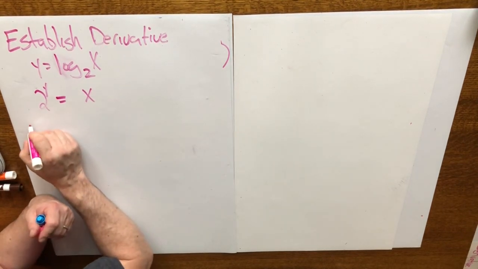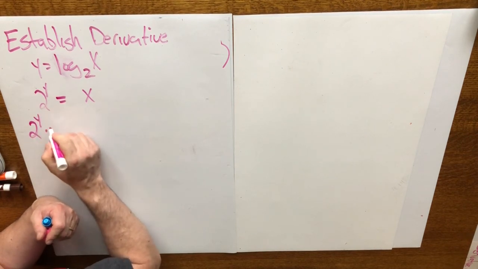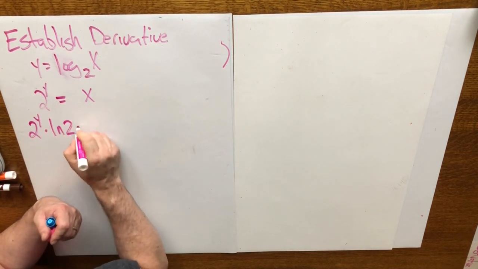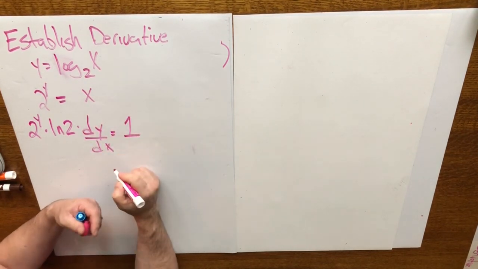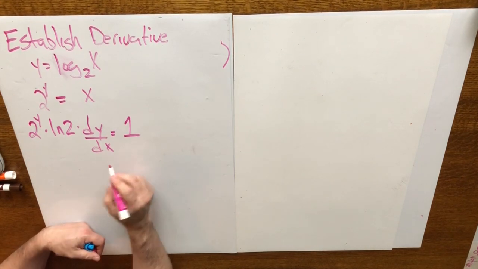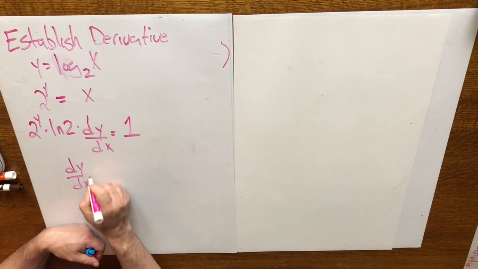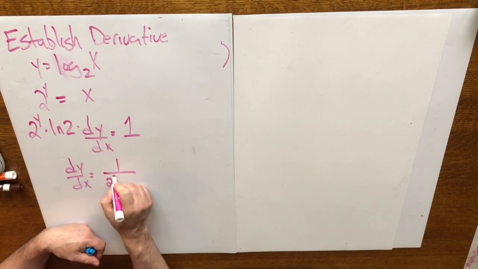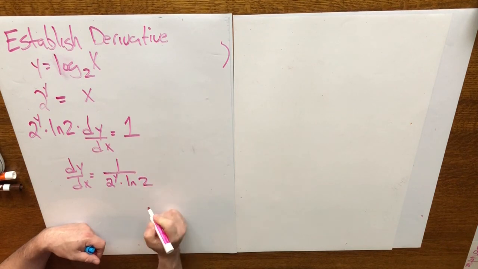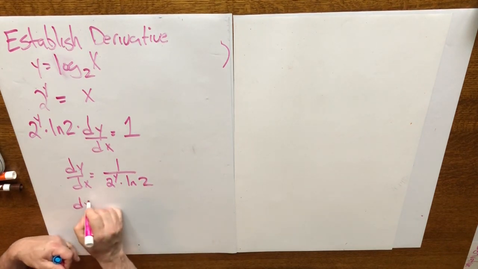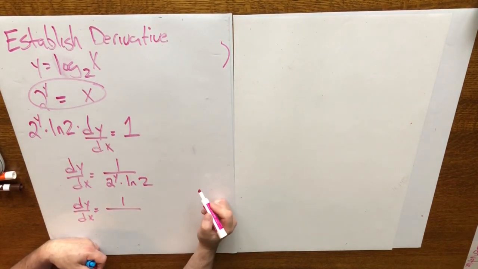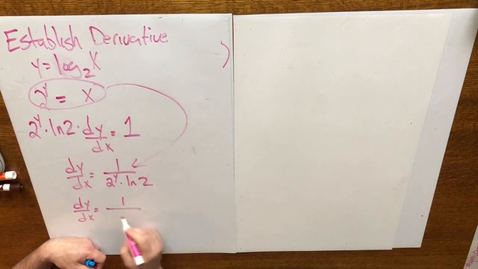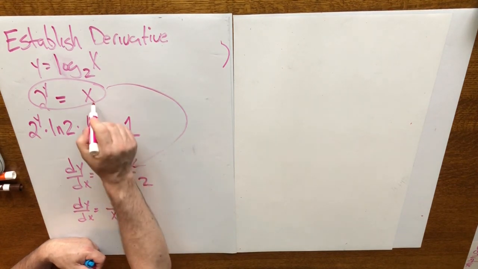So the derivative of 2 to the y is itself times the ln of the base times the derivative of the exponent. And the derivative of x is 1. So dy over dx equals 1 over 2 to the y times ln 2. dy over dx equals 1 over, and what does 2 to the y equal? And we could substitute that down there. 1 over x ln 2. So we're replacing 2 to the y with x.